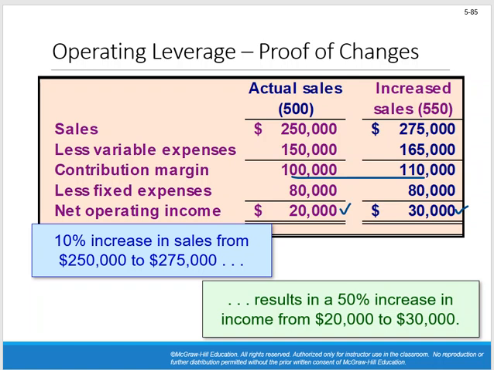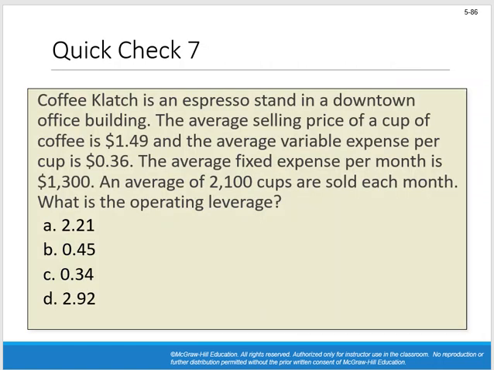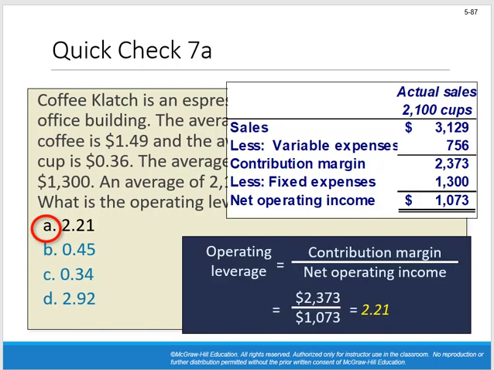All right, it's your turn to try this with Coffee Klatch. Pencil, paper, calculator. What is the operating leverage at Coffee Klatch? Do you remember the formula? We're going to take our contribution margin in dollars divided by our net income in dollars, so total dollars. So we've got 2,373. How did we get that? Well, that's at 2,100 cups, right? So we've got sales minus variable, we get 2,373, and we're going to divide it by our net operating income of 1,073, and we get a degree of operating leverage of 2.21.